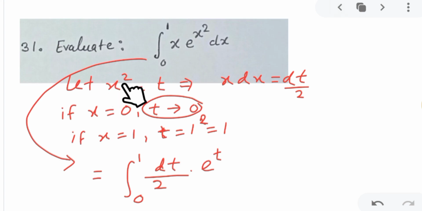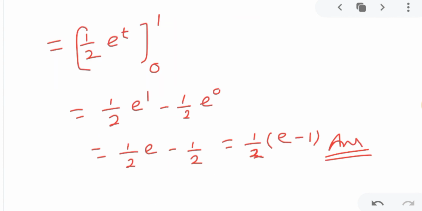So I used the substitution method, and this was a definite integral, so I changed the limit also, from x to t. How do I change the limit? When x value is 0, I check the value of t. If x is 0, then t will be x square, which is 0 square, which is 0. When x is 1, then t will be 1 square, which is 1. So t value will also be 0 and 1. Lower limit is 0, upper limit is 1. The rest is simple.